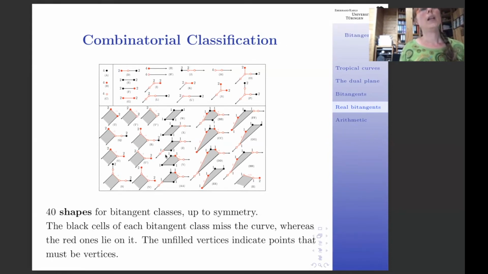Let me explain what this color coding means. If I draw something in black, I mean the bitangent class doesn't meet the curve at all, whereas red lines or vertices mean they meet the curve. The red parts are also part of the curve. And vertices that are white mean they are vertices of my curve. And points that are just red means they are points on edges of the curve.